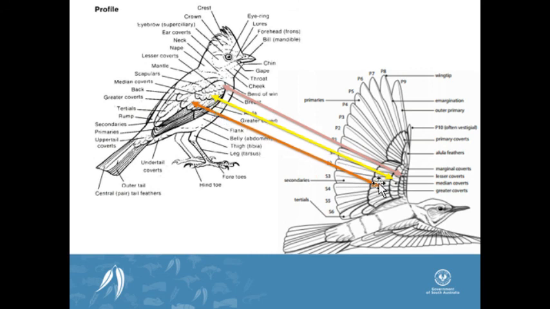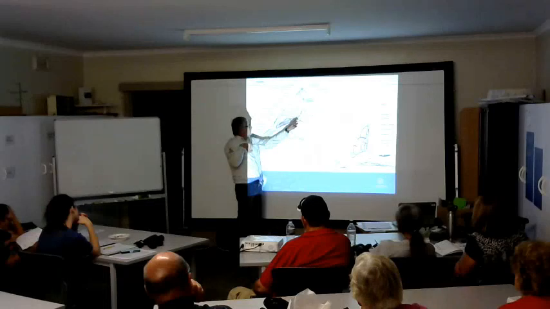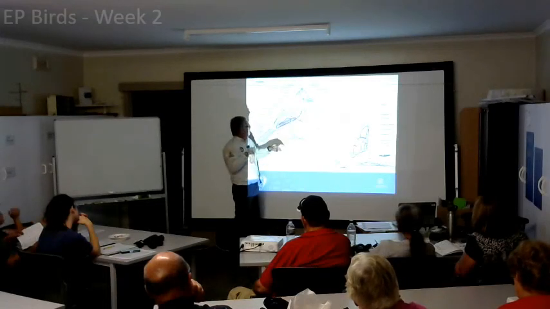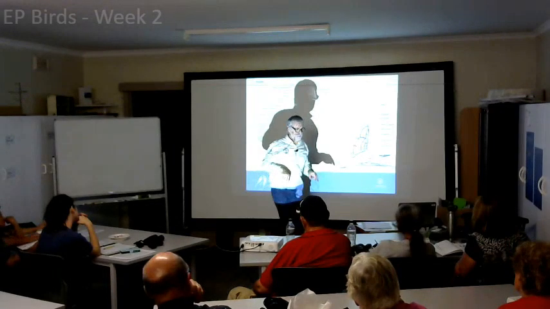And then you've got the median coverts, which are sitting straight above them, again. And finally, you've got the lesser coverts, which are right up the top there, on the wrist of the bird. That's the wrist. It's sitting up here, and the feathers are coming back down off it. So there's the wrist of the bird. The elbow's tucked down in there.